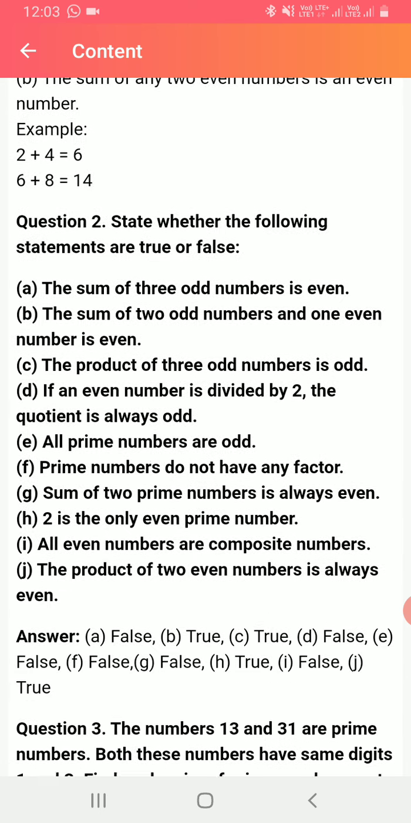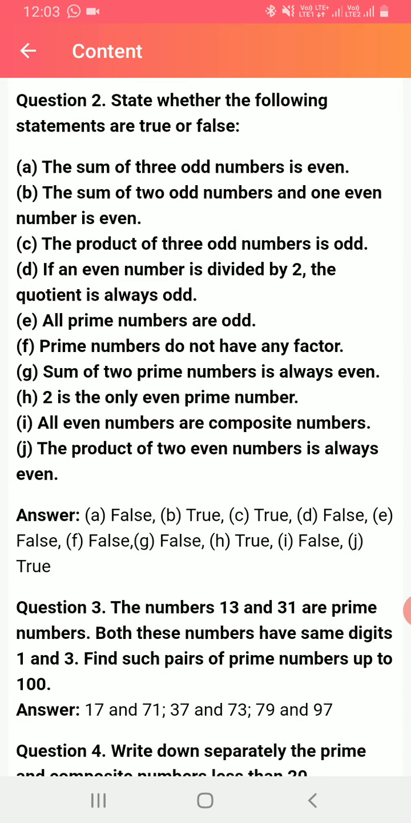Next, we will move to the true or false. The second question, state whether the following statements are true or false. The sum of three odd numbers is even. When you add three odd numbers, what will be the sum? Is it even? No. Only when you add two numbers it is even. When you go for 3 or 5 or 7, the odd number count, the answer will not be even. So the first one answer is false.